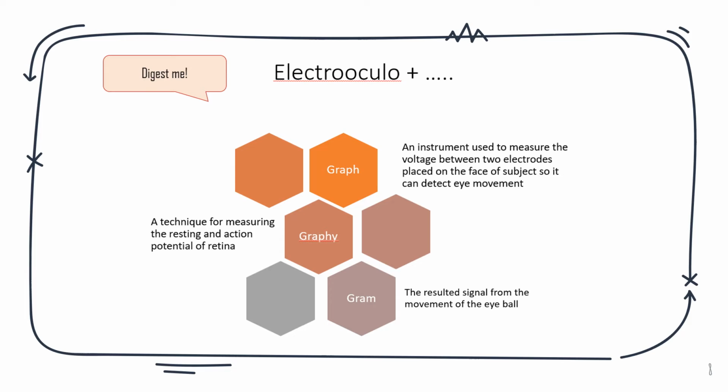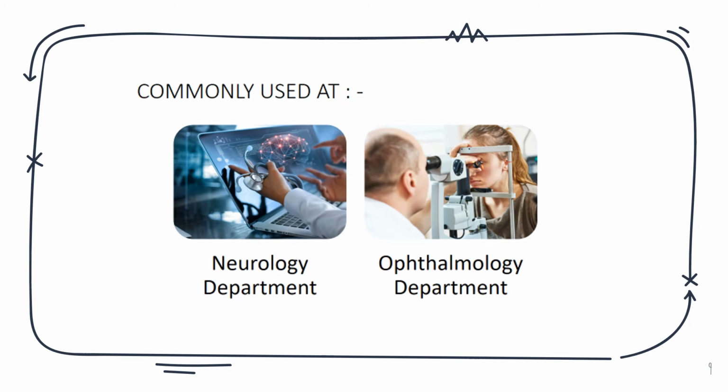Okay, so these are the terms that we need to know regarding EOG. The electro-ocular graph is the instrument used to measure the voltage between two electrodes placed on the face of the subject so it can detect eye movement. Meanwhile, electro-oculography is the technique for measuring the resting and action potential of the retina. And the electro-oculogram is the signal resulting from the movement of the eyeball. EOG is commonly used at the neurology department and ophthalmology department.